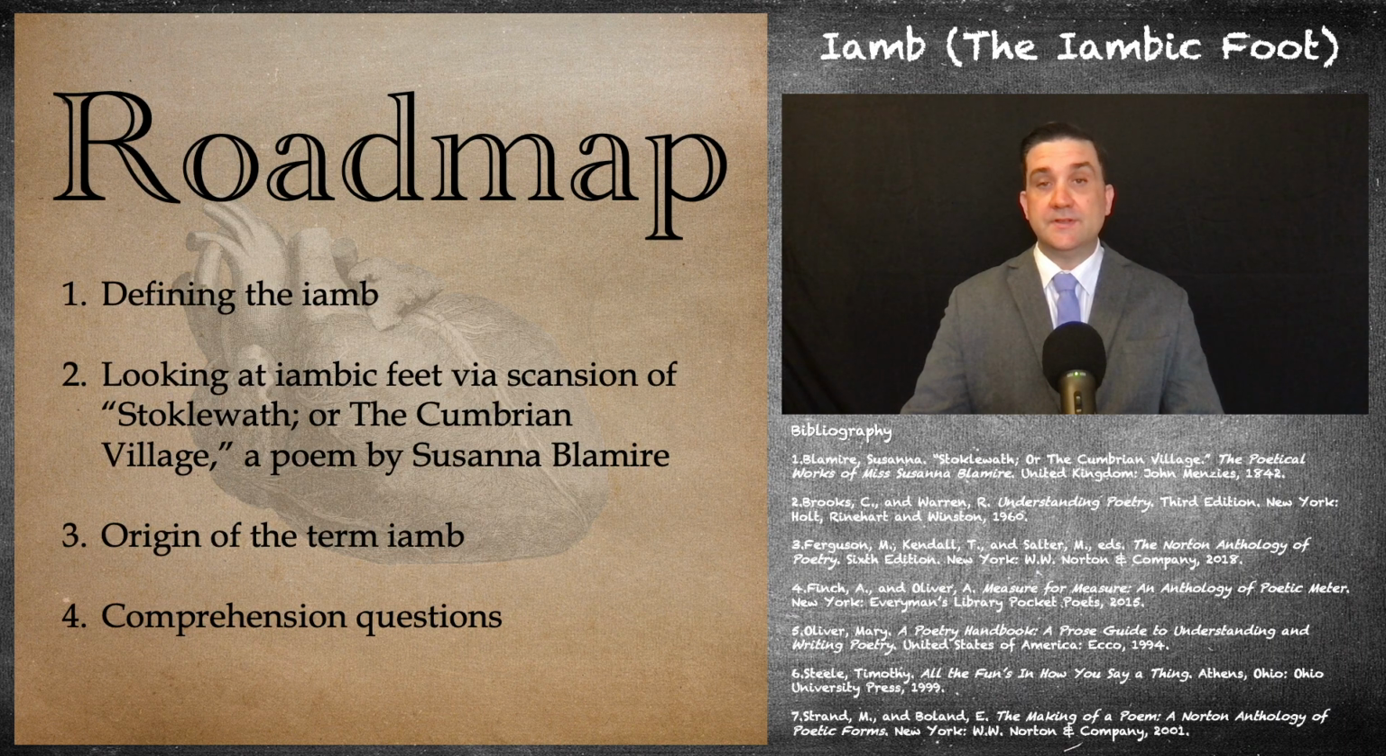The first thing we're going to do in this video lesson is define the term Iamb. We'll do this by taking consideration of various reference books and how they define the term, and we'll use these different definitions to formulate our own definition. After that, we'll scan a selection from a poem by 18th century English poet Susanna Blamire so we can get a visual representation of what iambs look like. After that, we'll go into a little bit about the history of the term, specifically where some scholars think the word iamb comes from. This is a very interesting part of the video lesson. I think you'll like it. And after all that, we'll conclude with some comprehension questions.